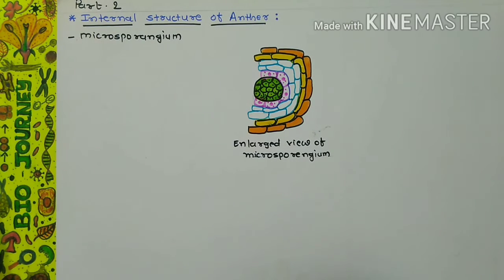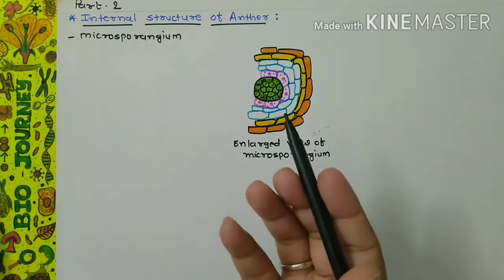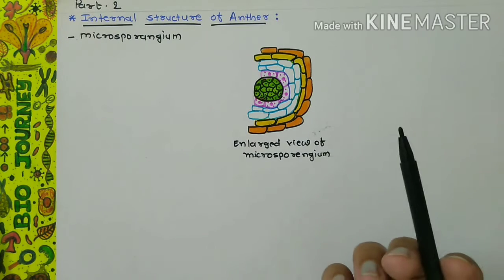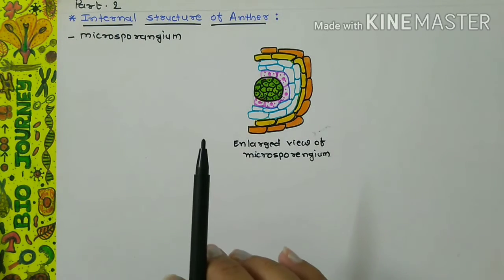Biojourney. In the last video we talked about the structure of a bisexual flower and the stamen. Now, as we know, for sexual reproduction there must be the presence of male gametes and female gametes. So in this video we will be discussing the internal structure of the anther of the stamen.